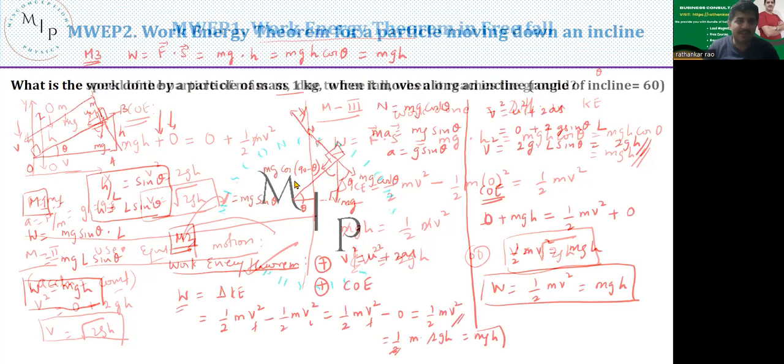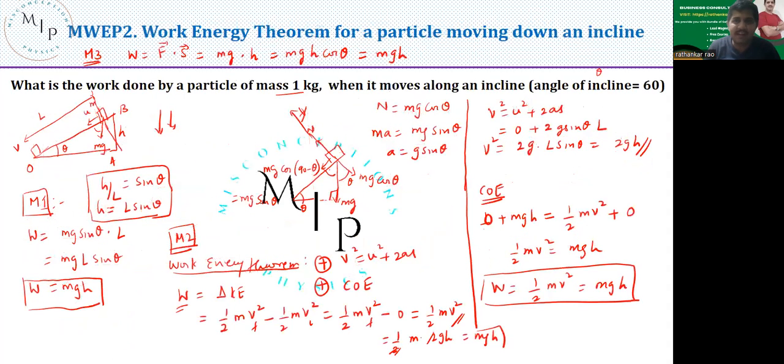Let us look at the second one, which was also very similar. We used the work energy theorem for a particle moving on an incline. Here also I had told you about two different methods. No, I have given you three different methods. The first method was using the kinematics method. The second method was using the work energy theorem. The next method was using the conservation of energy method. Then I combined the work energy theorem and kinematics together. And the last method was treating force and displacement as vectors and finally getting an answer. So there are three methods here also.